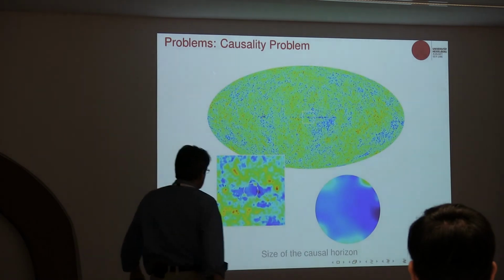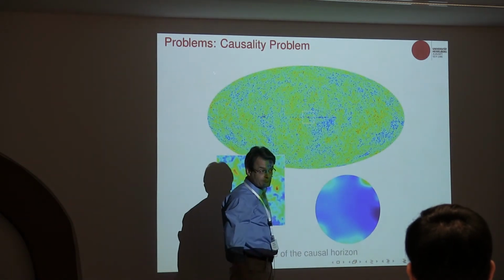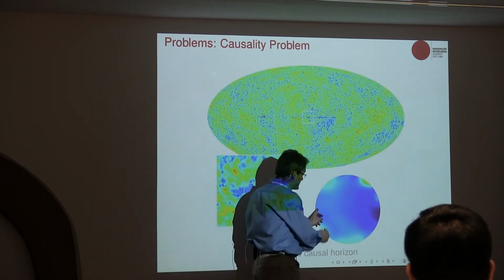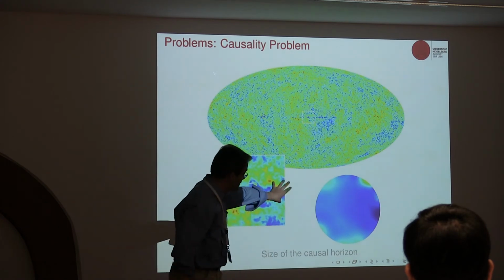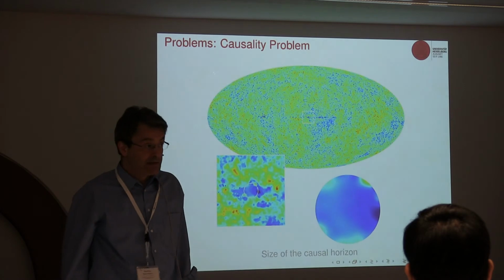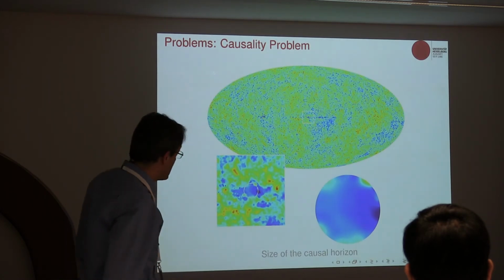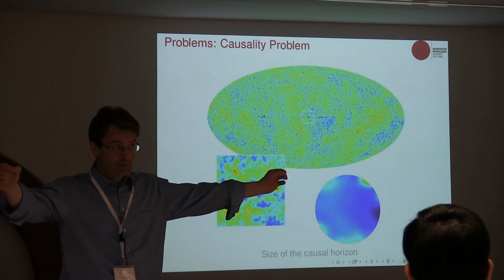Imagine how small this would be on this map, right? It's essentially one of these points. So this means we would understand how you can establish causal connection across a patch as large as this circle. We cannot understand how you can establish causal connection beyond that.